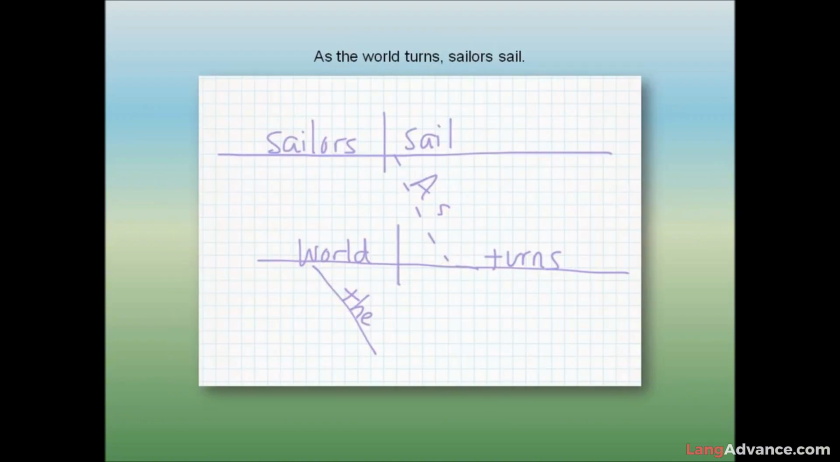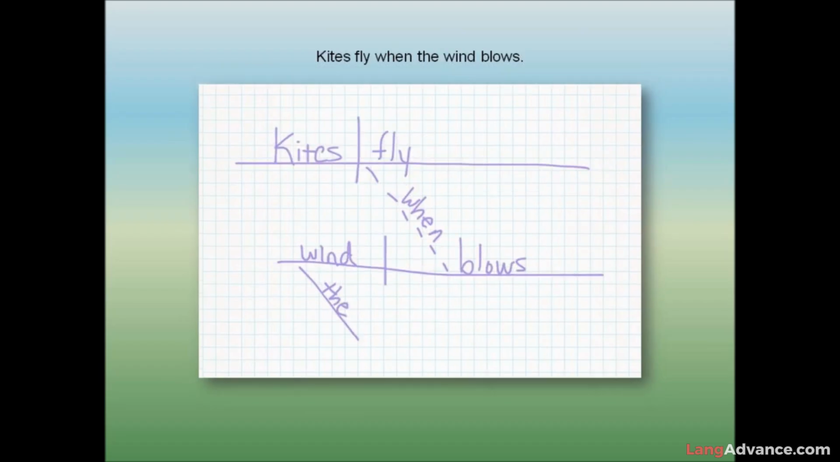As the world turns, sailors sail. Sailors sail is the first clause, linked by the subordinating conjunction from verb to verb. The world turns. Kites fly is our first clause, connected with the subordinating conjunction when, verb to verb, the wind blows.